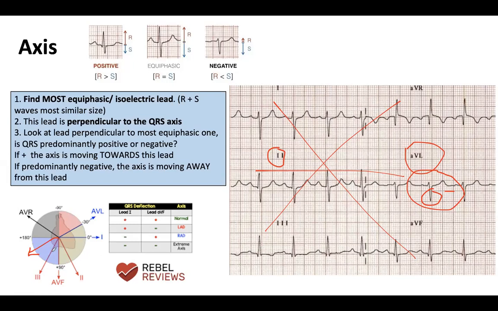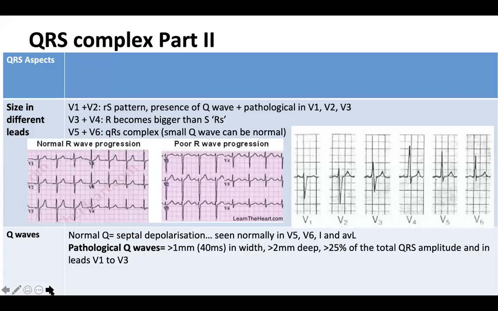And then just in terms of axis, something I didn't go through before. Normal axis is between here and around about here. And then this is right axis in the blue. And this is left axis deviation, right axis deviation, extreme right axis deviation. And the brown is a normal axis. So minus 30 degrees to plus 90 degrees is a normal axis.